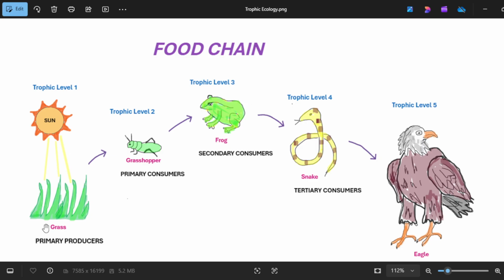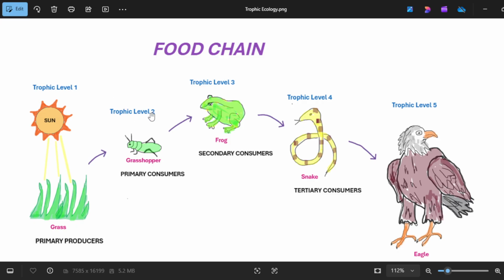Here, first we have the primary producer, grass. It produces its own food. That's why it's called the producer, and it's the primary producer. It gets energy from the sun, takes water and carbon dioxide, and by photosynthesis produces its own food. So this comes under trophic level 1. We were discussing the trophic level. Because this position is the first position, it gets the trophic level 1 position. All the producers are always in trophic level 1.